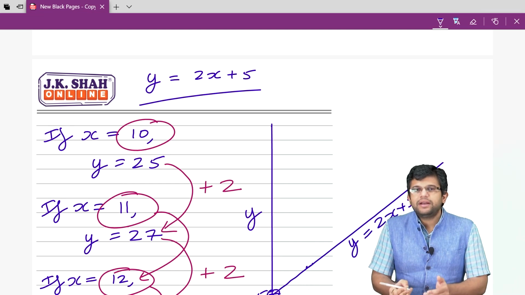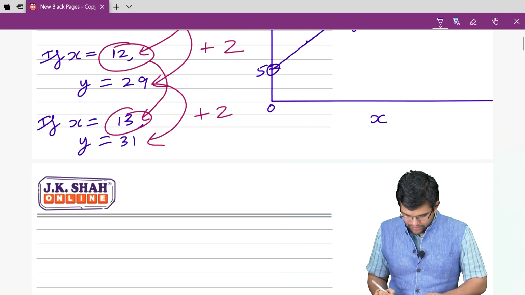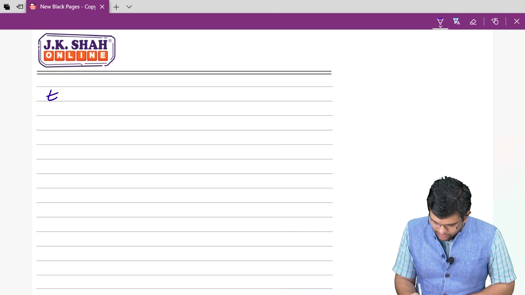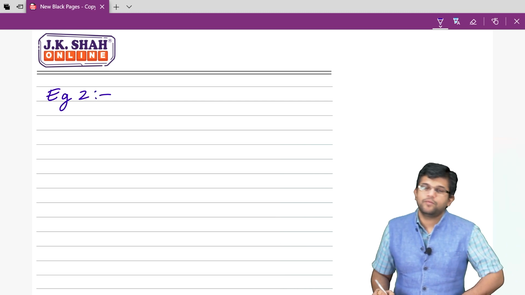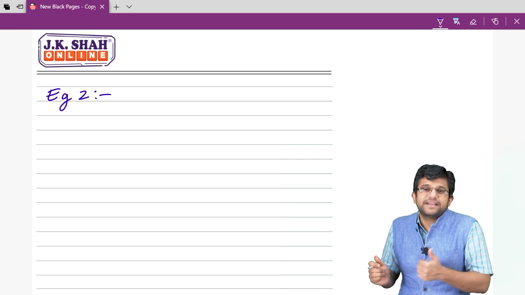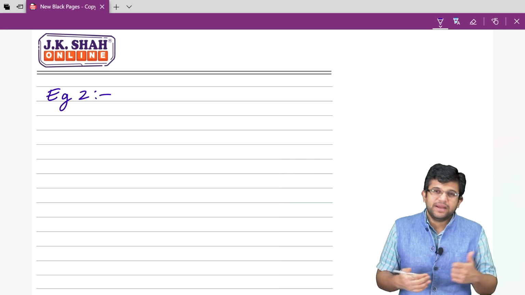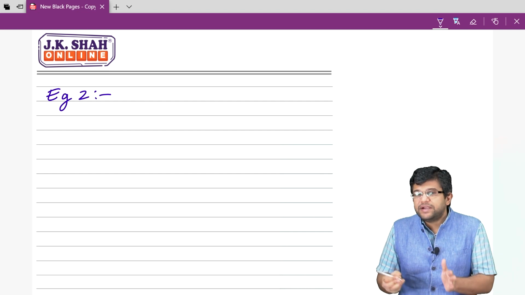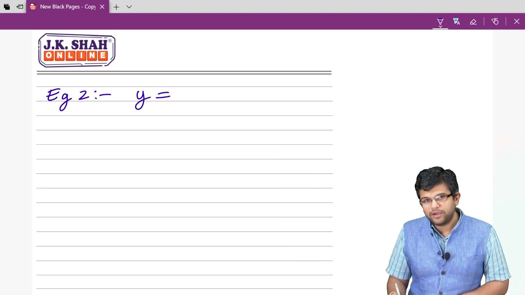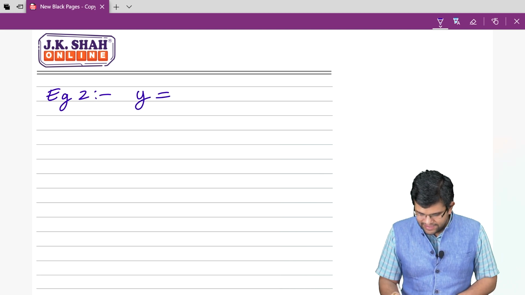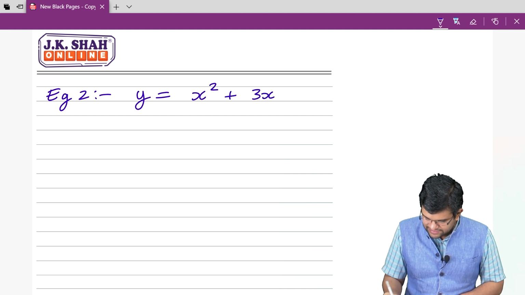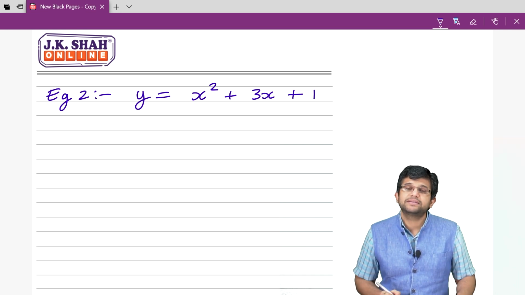Now children, I will take you to the second example. Please pay attention. Now this is going to be slightly tricky. Write down here example 2. Let's say that the relationship between x and y is not a linear equation, it's a quadratic equation. So if it's a quadratic equation, how does it appear? Y is equal to, just giving a random number, y is equal to, let's say, x square plus 3x plus 1.